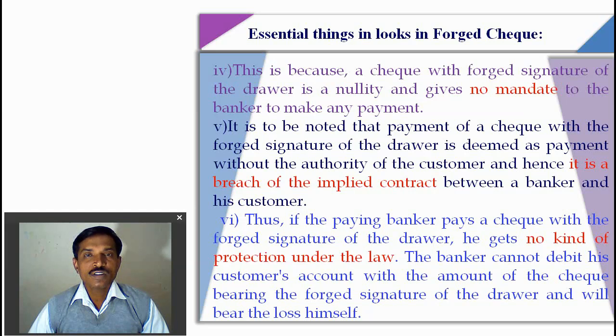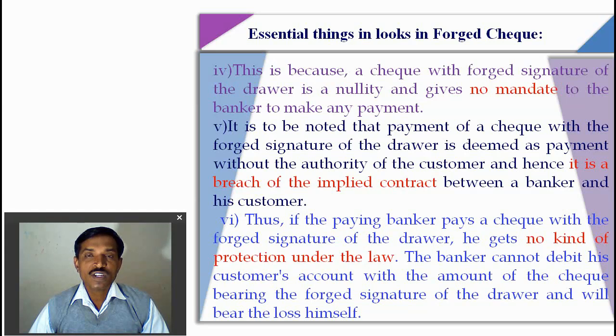So there is a need to take proper precaution about the payment of the check. Thus, if the paying banker pays a check with a fraudulent signature of the drawer, he gets no kind of protection in law when the fraud check's payment is given to the third party. The banker cannot debit his customer's account with the amount of a check bearing the fraudulent signature of the drawer and will bear the loss himself.